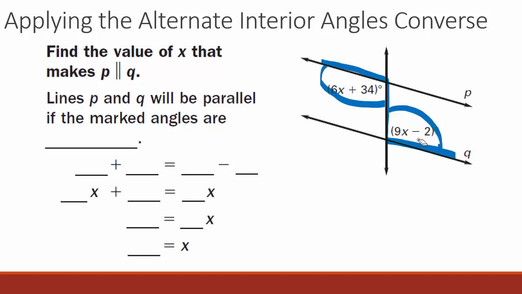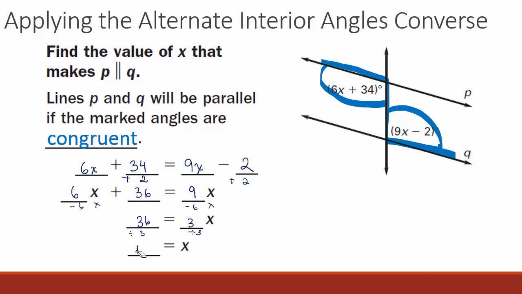I can say that lines P and Q will be parallel if the marked angles are congruent. If they are congruent, then we can set these two angles equal to each other. So we can write 6x plus 34 is equal to 9x minus 2. To solve for x, we're going to first add 2 on both sides, and we get that 6x plus 36 is equal to 9x. Subtract 6x on both sides, and we get that 36 is equal to 3x. Divide by 3 on both sides, and 36 divided by 3 is 12, so x is equal to 12.